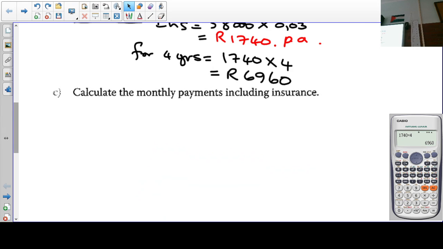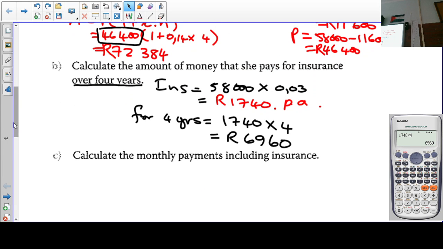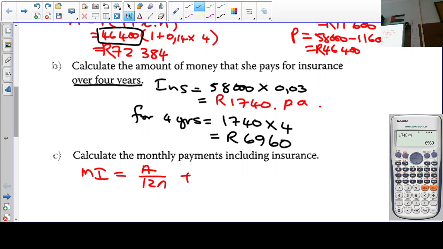Then we are told in question C, calculate the monthly payments including the insurance. Calculate the monthly payments including the insurance. So the monthly installment, how do you calculate the monthly installment? A over 12 times n. And we will add your monthly insurance. Your monthly premium. Not so.